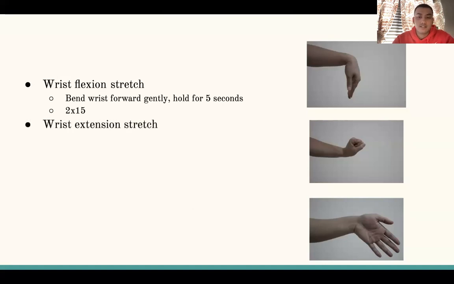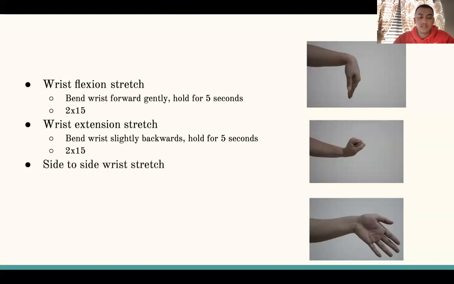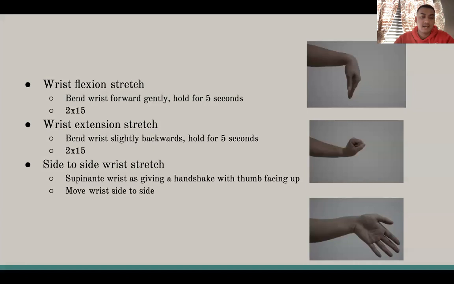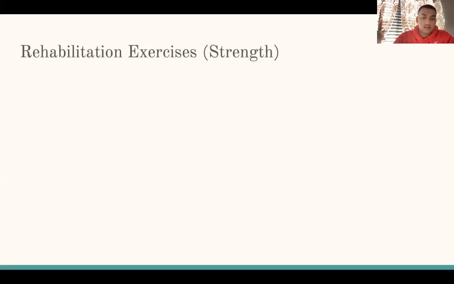For a wrist extension stretch, which is going to be the middle picture, bend the wrist slightly backwards. You also hold that for 5 seconds, 2 sets of 15. And then you have the side-to-side wrist stretch. You're going to supinate your wrist and place it as if you're going to give a handshake to someone, with the thumb facing up. Move the wrist side to side, and repeat that for 2 sets of 15.